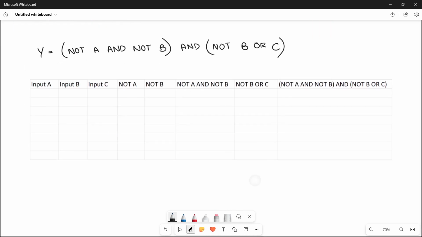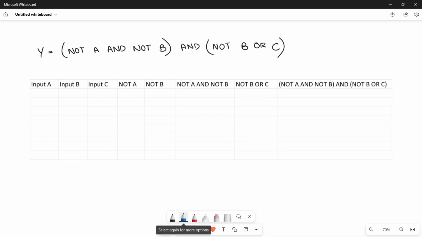I have already made the truth table on Excel. I'm just sharing it with you and telling you how we have to make the columns. If you see your logic expression, there are three variables, A, B, C. So I have made three input columns, input A, input B, input C. Now, secondly, we will see what are the inputs that are being inverted. So look at your logic expression.